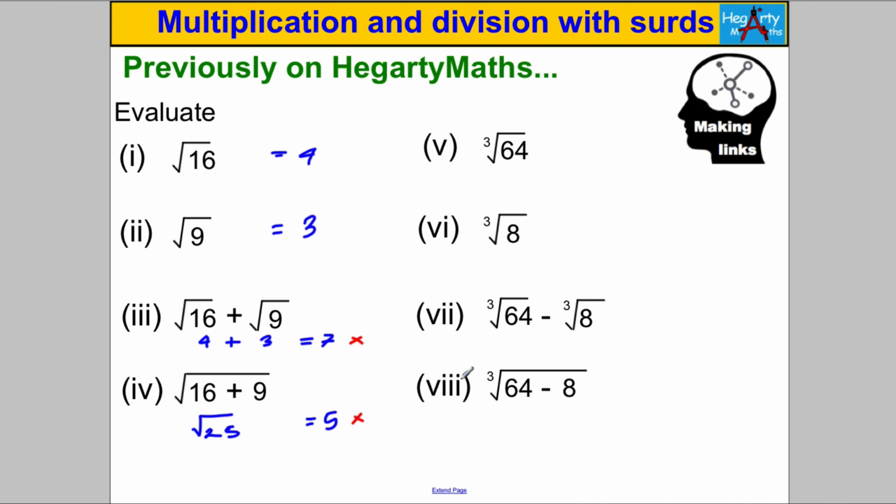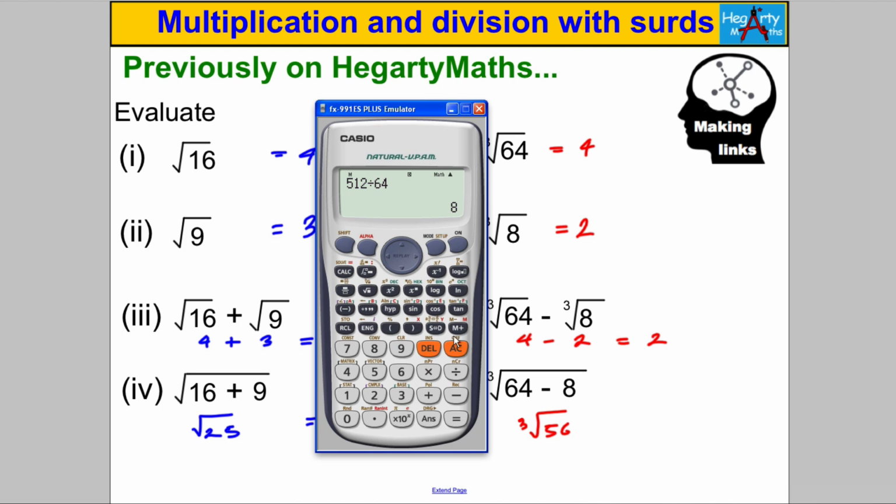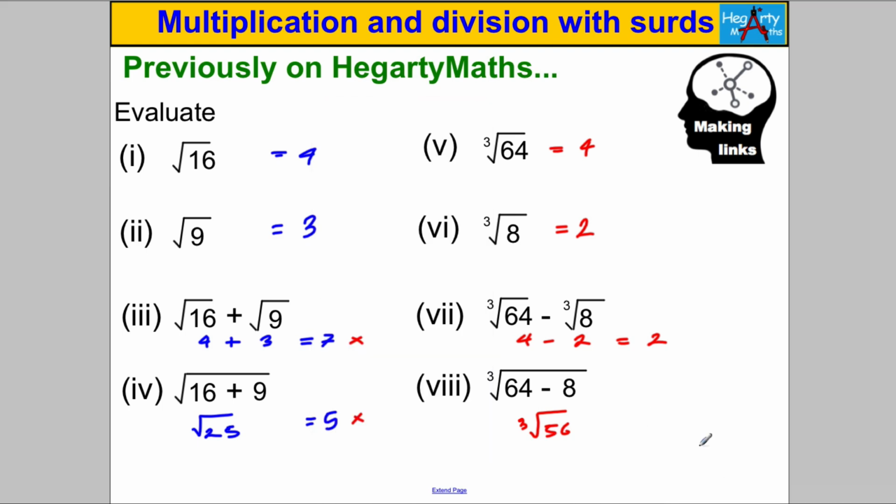Let's check whether it works for subtraction in the case of a cube root. The cube root of 64 is 4. The cube root of 8 is 2. Therefore, the cube root of 64, which is 4, take away the cube root of 8, which is 2, leaves us with the answer 2. Is it the same as this? The cube root of 64 take away 8, that would be the cube root of 56. Well, trust me, the cube root of 56 is not 2. We can type it in the calculator. In fact, I think it's going to be a surd. And look, indeed it is a surd. So the answer there is 3.8 and so on, and they are not the same.